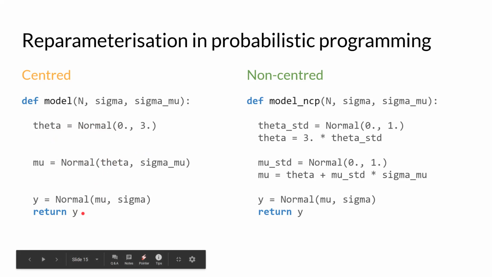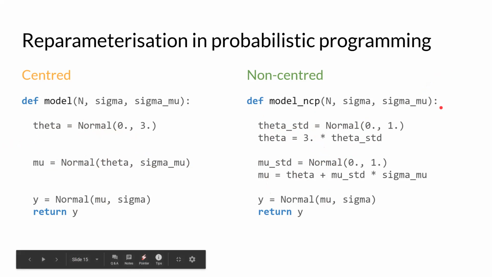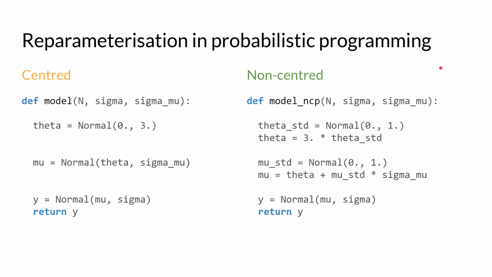And in the centered case, we have just, as expected, theta equals normal(0, 3), mu equals normal(theta, sigma mu), and so on. And in the non-centered case, instead, we're going to sample some other variables, theta STD and mu STD, from a standard normal, and then shift and scale. So it looks exactly as before, it's just a programming languages perspective.